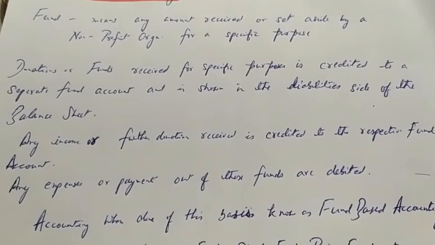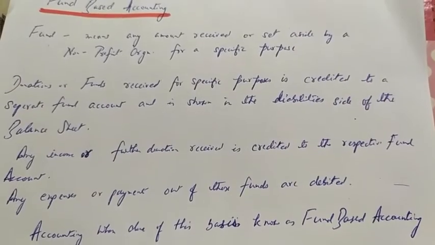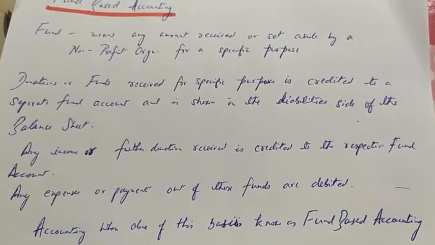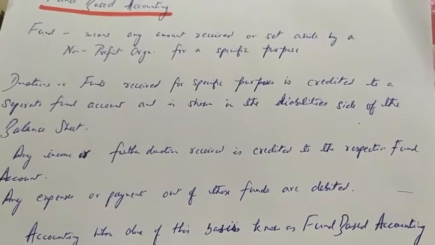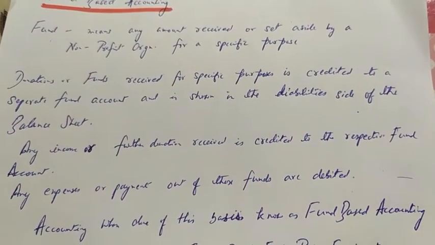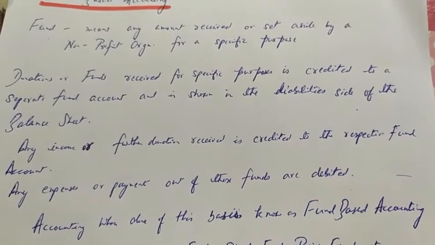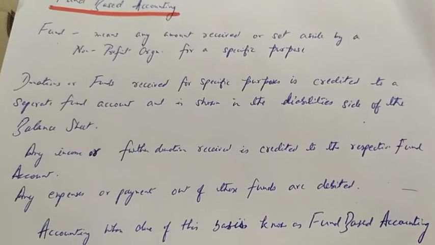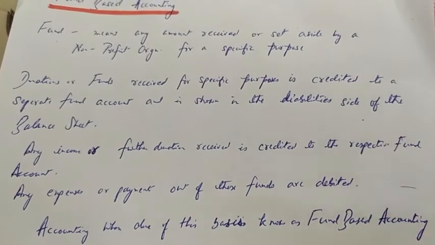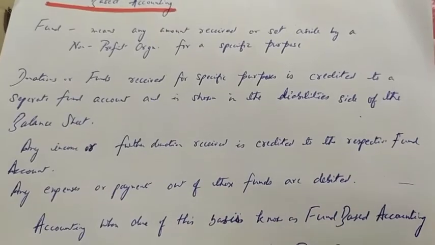When accounting is done in such a way, that is, creating a separate fund account for any donation which is for a specific purpose, it is known as fund-based accounting. Fund-based accounting is that form of accounting where a donation or any amount received for a specific purpose is handled by creating a separate fund account, and all the accounting work related to that particular fund is shown in that fund account.